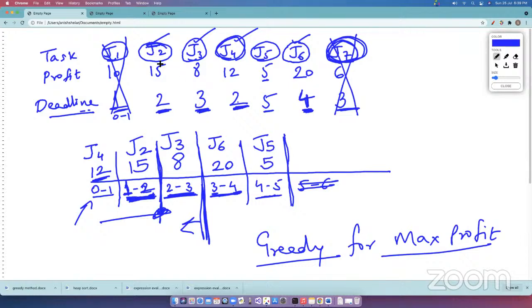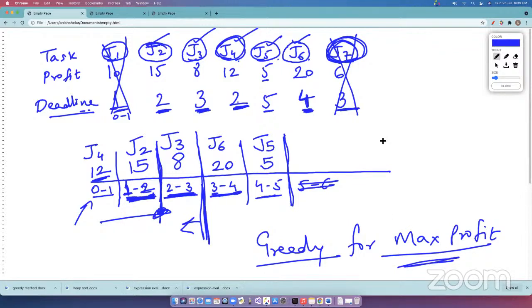So only J2, J3, J4, J6, I think. Yeah, J5 also was done. J2, J3, J4, J5, J6 could be done, but J1 and J7 could not be done. And the maximum profit, that was the question.